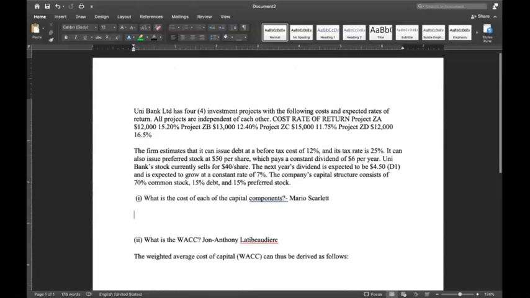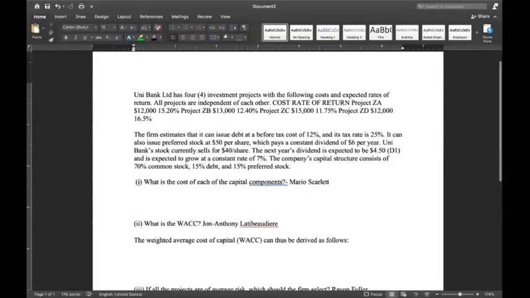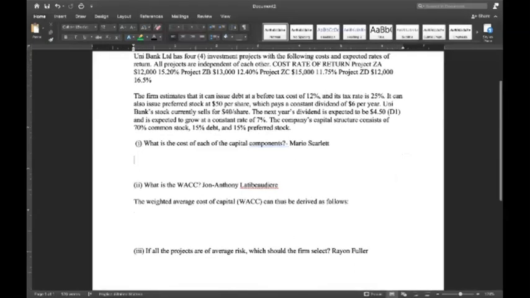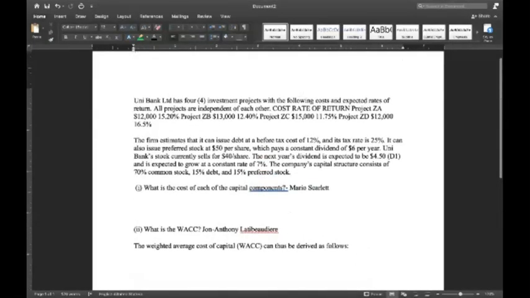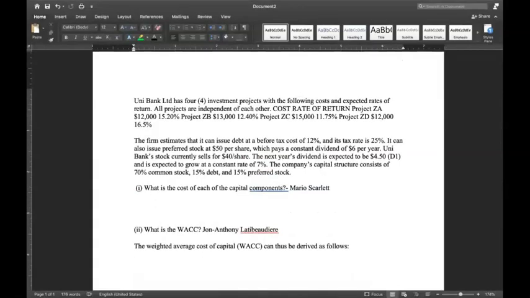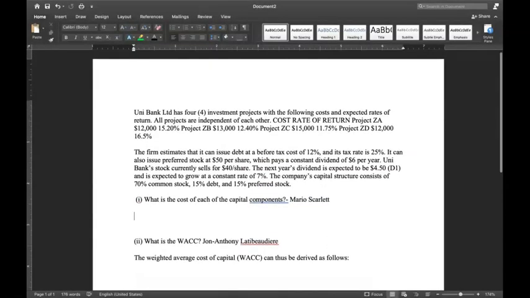Okay, good day, sir. Myself, Mario Scarlett, John Anthony Latibodiere, and Ryan Fuller will be doing tutorial 7, question 1. So we're given a table with some details, and the question is: the firm estimates that it can issue debt at a before tax cost of 12%, and its tax rate is 25%. It can also issue preferred stock at $50 per share, which pays a constant dividend of $6 per year.